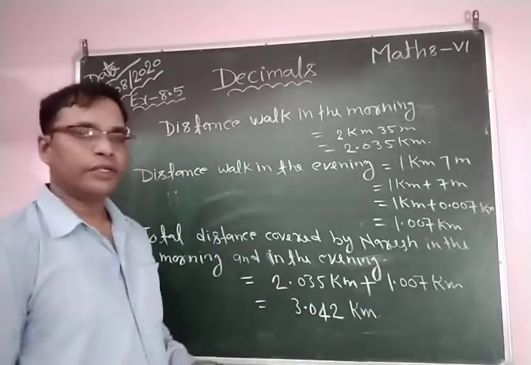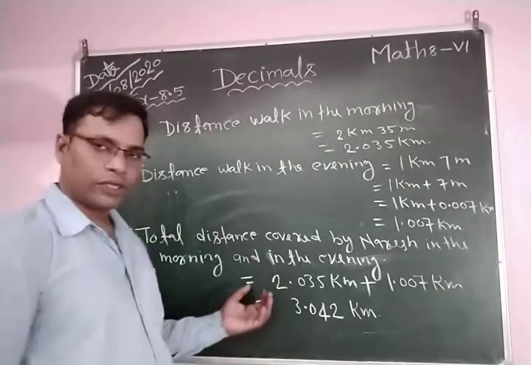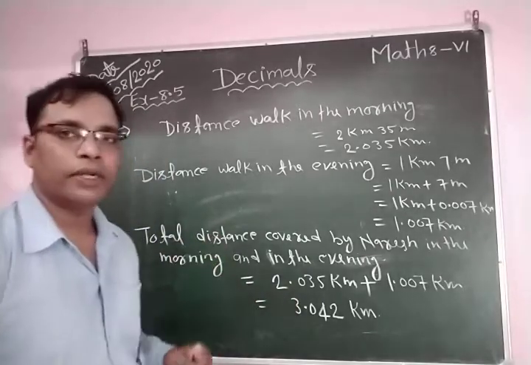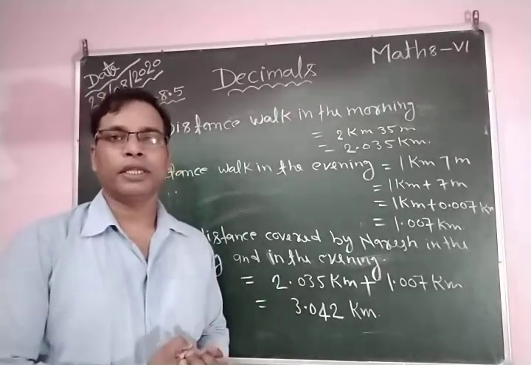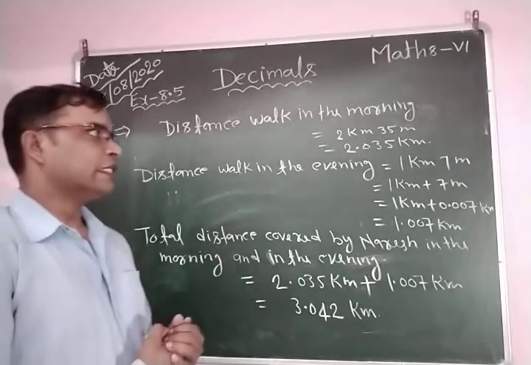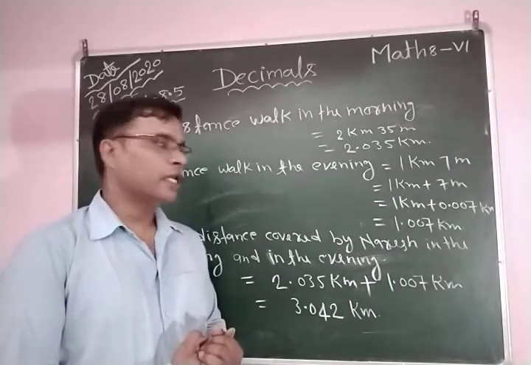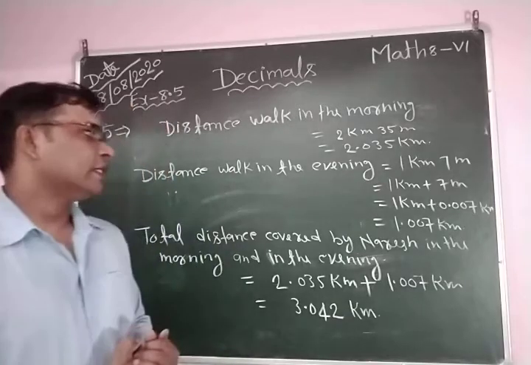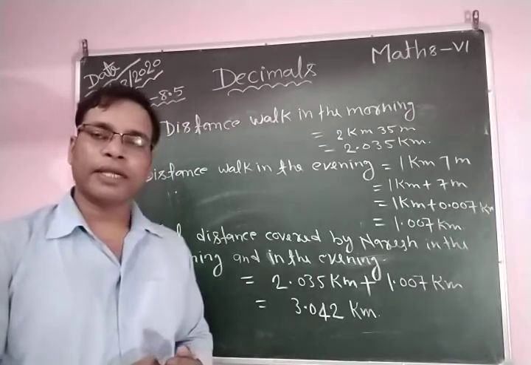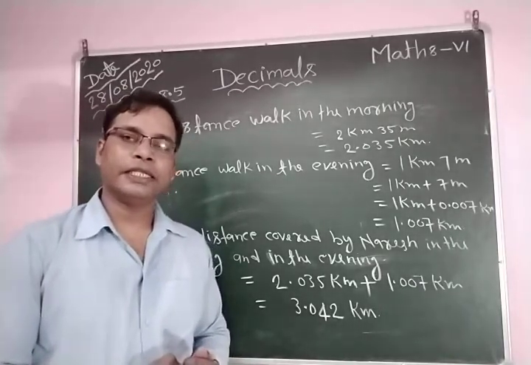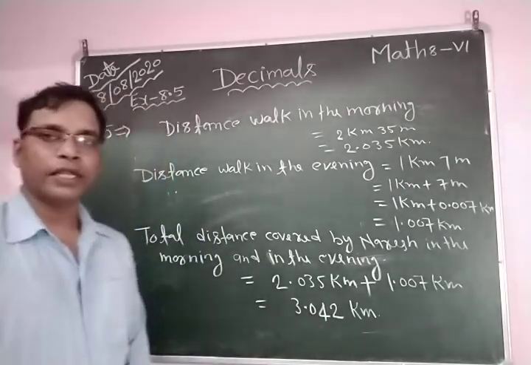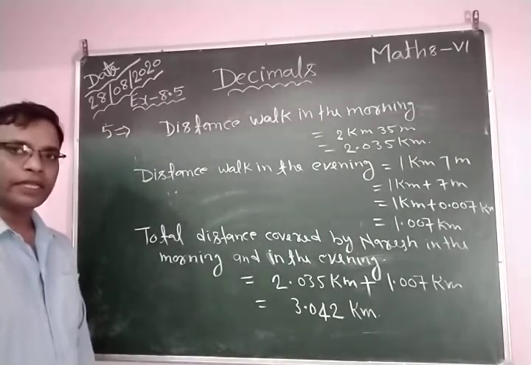So student, I hope all of you understood these questions, and you are able to convert meter into kilometer or kilometer into meters. In this way, the distance covered by Naresh in the morning is 2.035 kilometers, and in the evening is 1.007 kilometer. So the total distance covered by Naresh in the morning and in the evening is 3.042 kilometer. I hope all of you understood this question and enjoy with decimal.